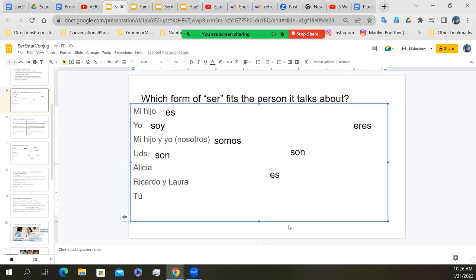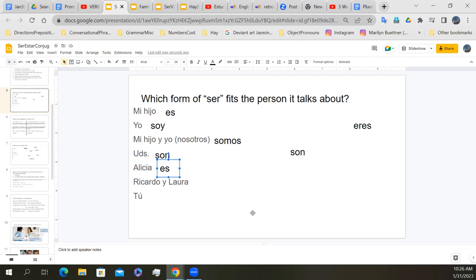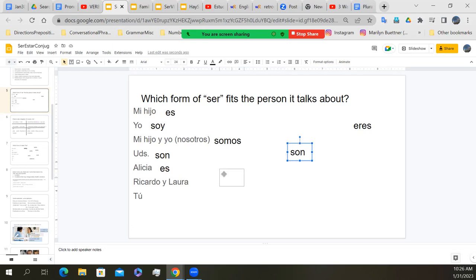How about if I talk about one gal, Alicia? Es. Yes. If I'm talking about her, es. If I were talking to Alicia directly, hola, Alicia, then it would be eres, but I'm talking about her. So it's es. She's one person, so it's es. Okay. Ricardo y Laura, I'm talking about two people. Son. The only idea I compare with tú is for this verb, eres. Okay. Tú eres. Okay? Bien.